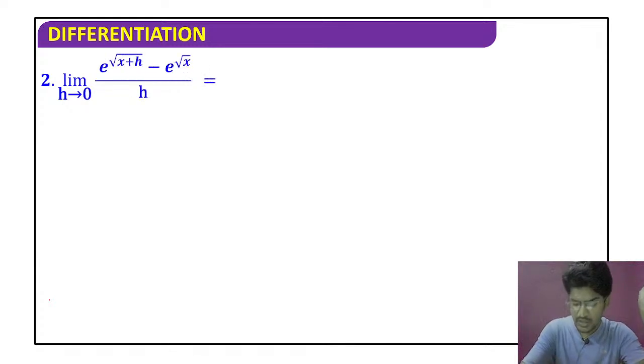Okay. That is limit h tending to 0, e to the power of root of x plus h minus e to the power of root x divided by h. Okay.